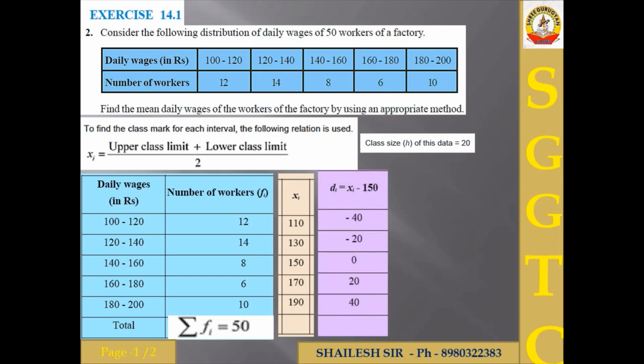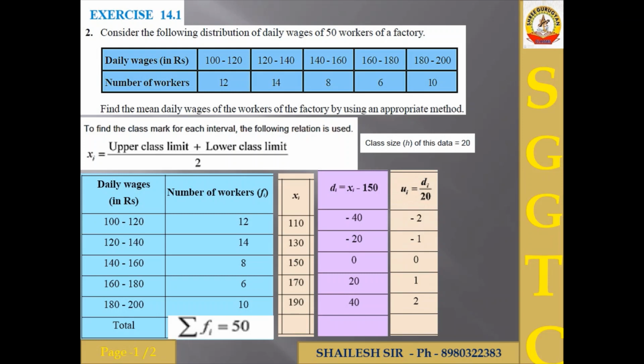And in the assumed mean method, after that you take di equals xi minus the assumed mean. Students, if you calculate by the fi xi method, you also get the same answer, and by the step deviation method also the same answer. Okay, now I go to your assumed mean method: xi minus 150, because 150 is my assumed mean. So 110 minus 150 is minus 40, 130 minus 150 is minus 20, 150 minus 150 is 0. Next 170 minus 150 is 20, and 190 minus 150 becomes 40.